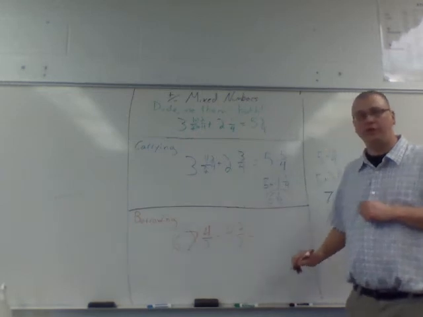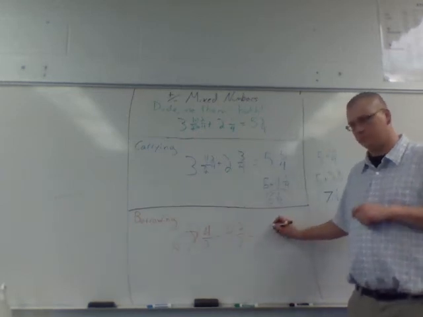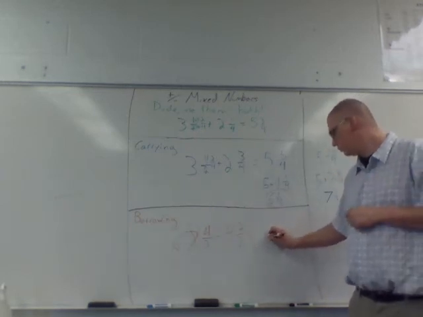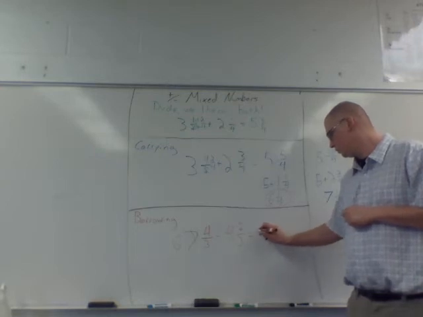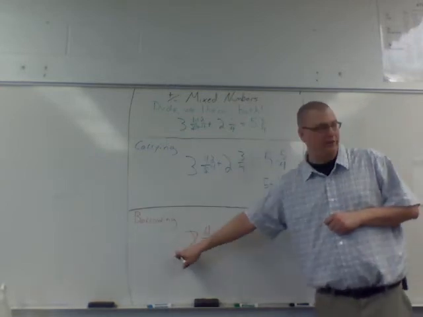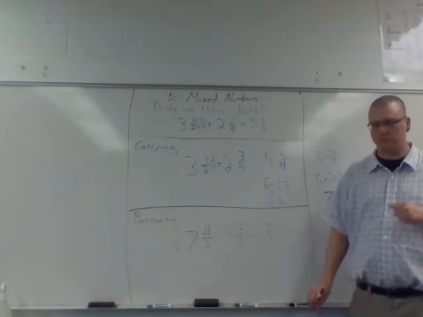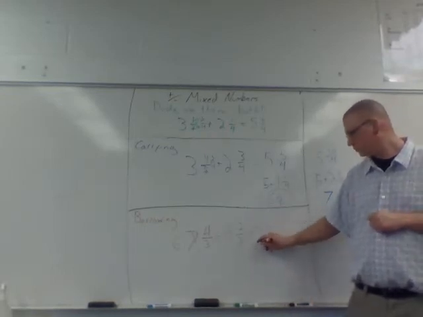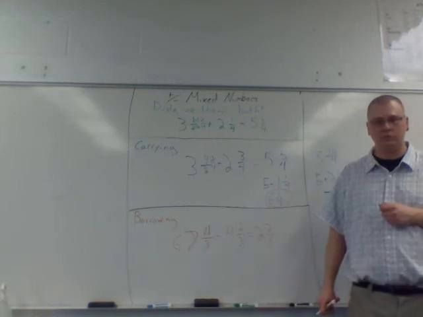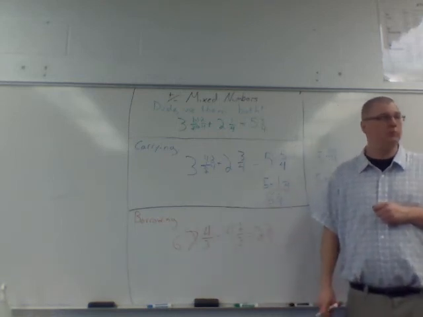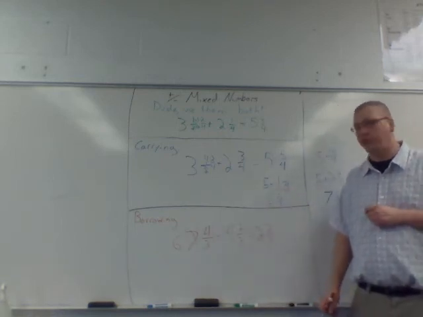4/3 minus 2/3? 2/3. 6 minus 4 is 2. Can it be reduced? Nope. 2/3 is simplified. Yeah. 2 and 2/3.